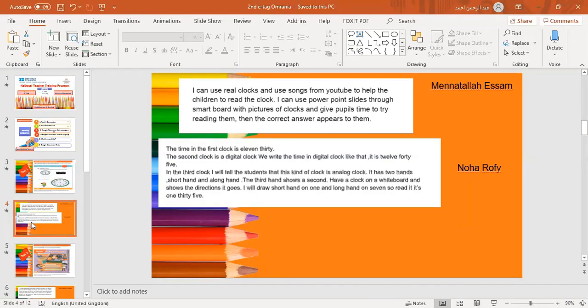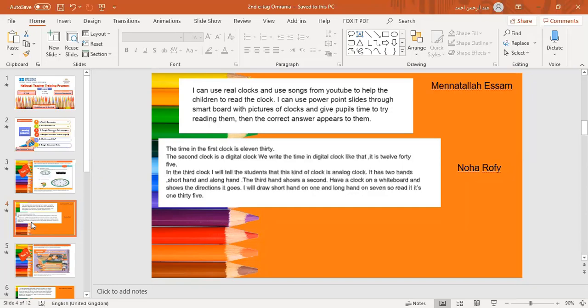It has two hands, a short hand and a long hand, so the student can differentiate between the short hand for the hours and the long hand for minutes. The third hand shows the seconds. This is the short hand. It's a thinner kind of hand in the clock.